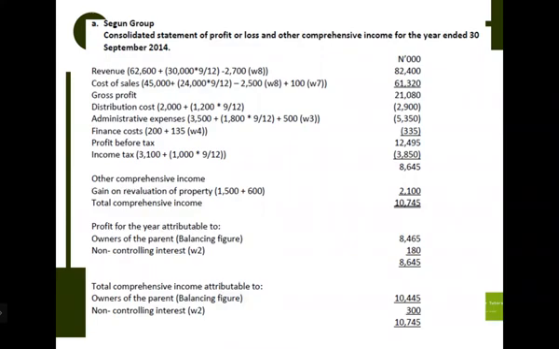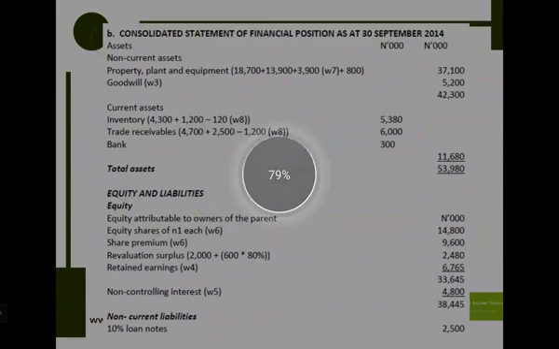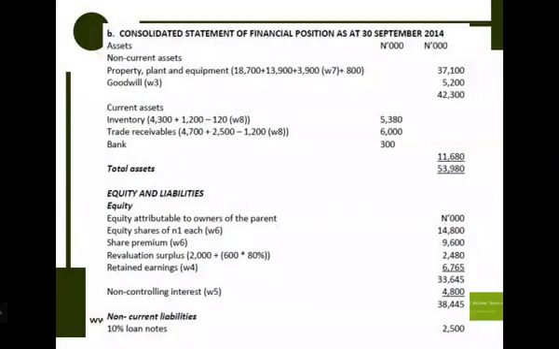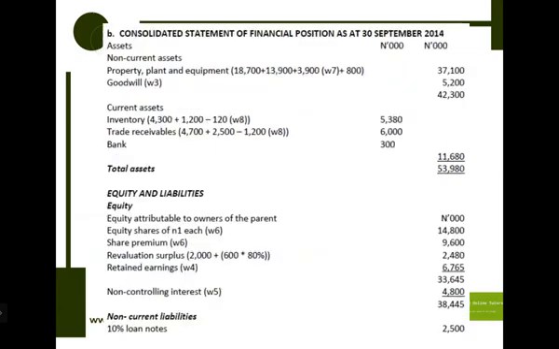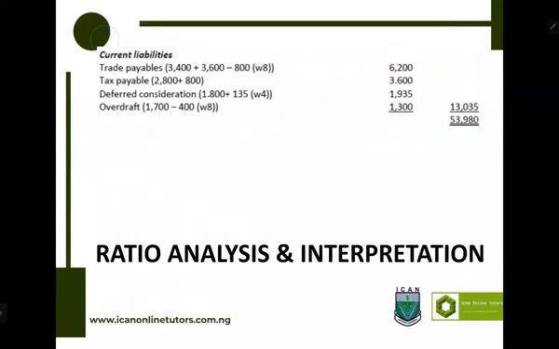So that is how we have gotten my consolidated statement of profit or loss, and also my consolidated statement of financial position. Any questions before we move further? At the end of the day, your account should tally with 73,980 and also 53,980 and also 53,980. Any question before we move further, please?